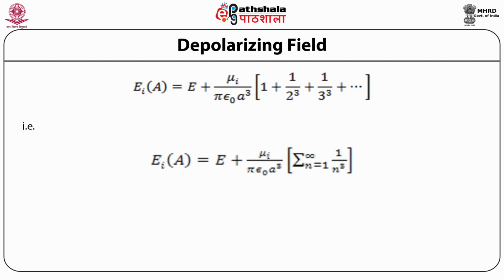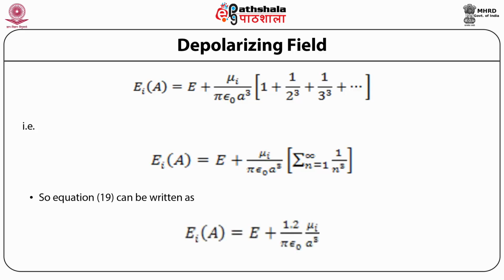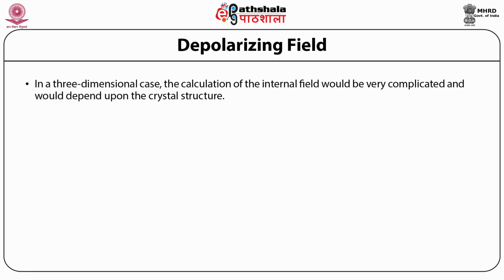But we know that the summation over n equal to 1 to infinity of 1 by n cube is equal to 1.2. So, equation 19 can be written as E_IA is equal to E plus 1.2 mu_i by pi epsilon 0 a cube.